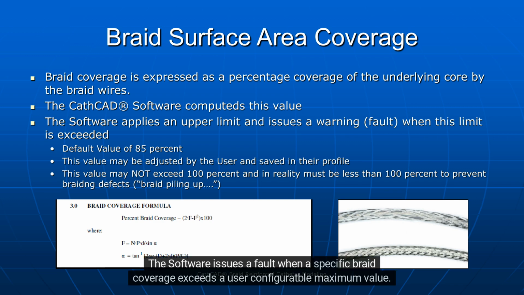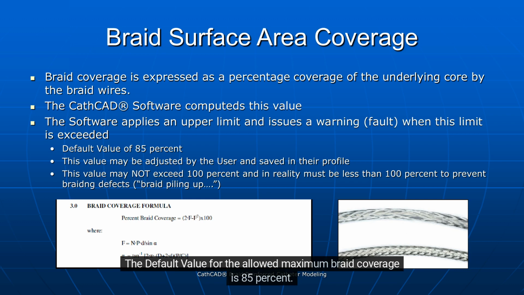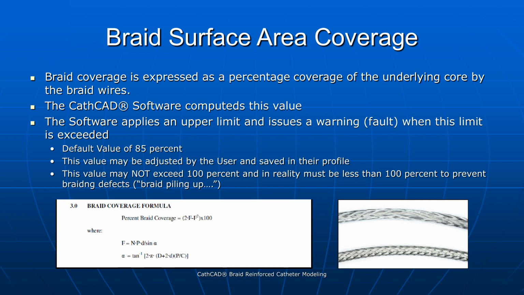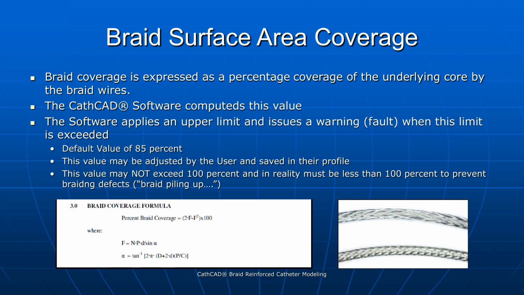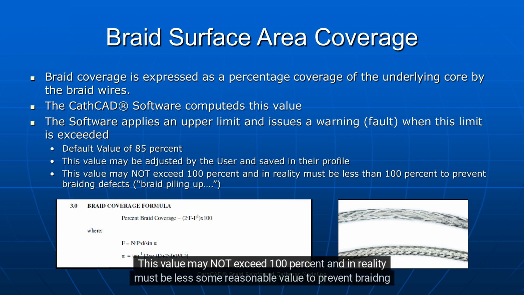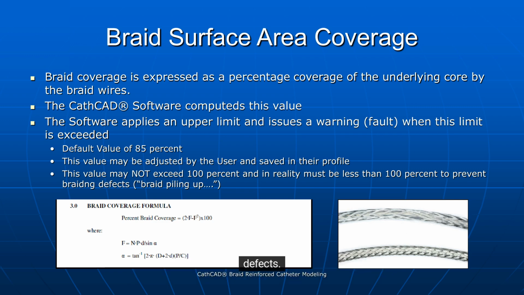The software issues a fault when a specific braid coverage exceeds a user configurable maximum value. The default value for the allowed maximum braid coverage is 85%. This value may be adjusted by the user and saved in their profile. This value may not exceed 100% and in reality must be less some reasonable value to prevent braiding defects.